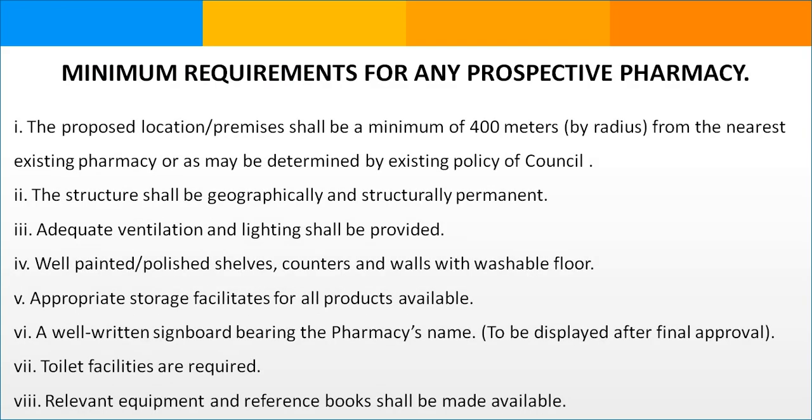For any prospective pharmacy to open, especially a retail pharmacy, the first and most important thing you have to know is that this pharmacy is 400 meters by radius away from the nearest pharmacy, or as determined by the Pharmacy Council. It means that's why we don't see pharmacies closer. So when you meet a pharmacy, the next time you see another one, normally should be 400 meters.